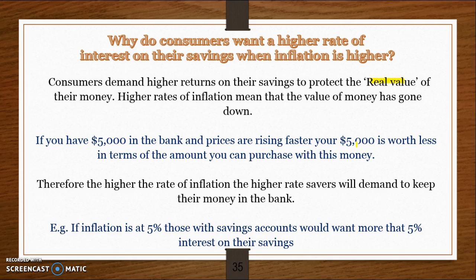So if you've put $5,000 in the bank and suddenly prices go up by 10% of just general goods and services, then the $5,000 you put in the bank is not worth as much as what it was when you initially deposited that money. Therefore, the higher the rate of inflation, the higher the rate savers will demand to keep their money in the bank. So if inflation is at 5%, those with savings accounts want at least 5%, they want more than 5% in order to make money on their deposits. Otherwise, the money they've got there is really worth less when they take it out in terms of how much they can afford to buy with that money.